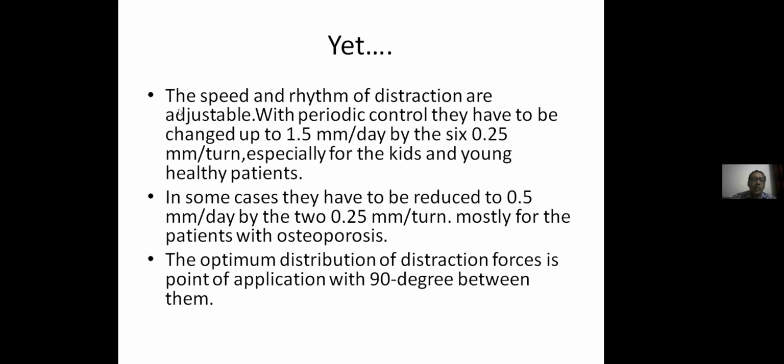But the speed and rhythm of distraction are adjustable. With periodic control, they can be changed up to 1.5 millimeters per day by 0.25 millimeter per turn, especially for kids and young healthy patients. In some cases, they have to be reduced to 0.5 millimeter per day by 0.25 millimeter per turn, mostly for patients with osteoporosis. The optimum distribution of distraction force is with points of application at 90 degrees between them.